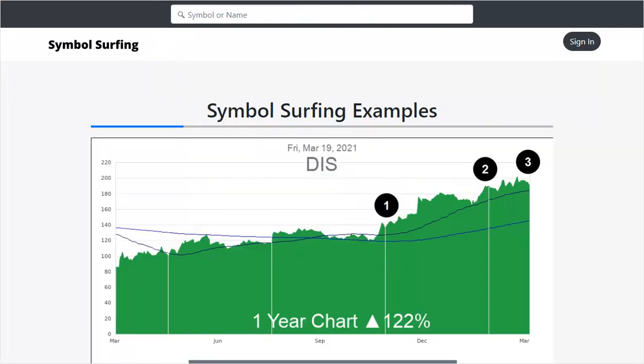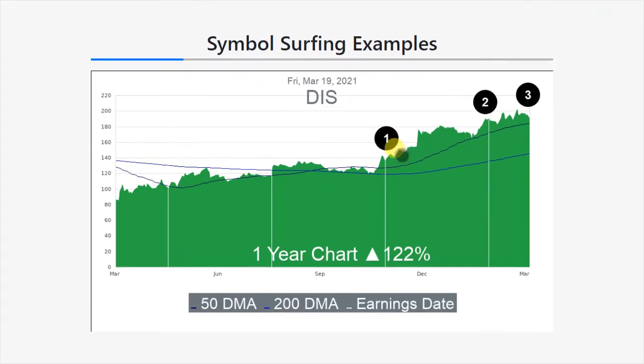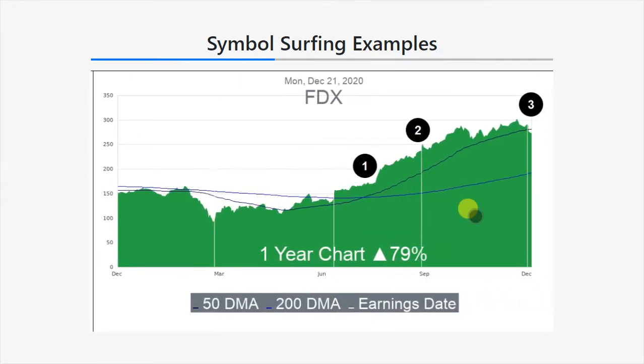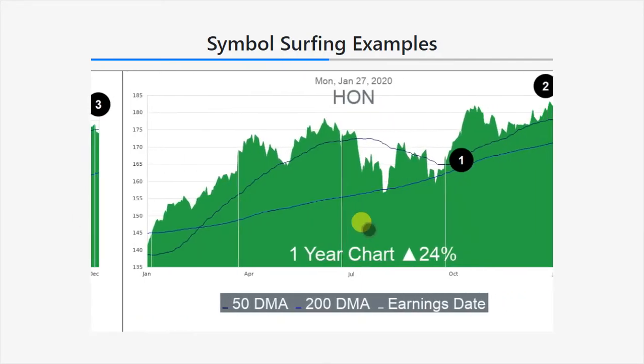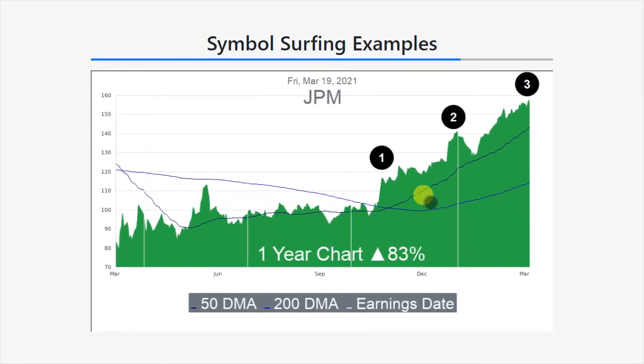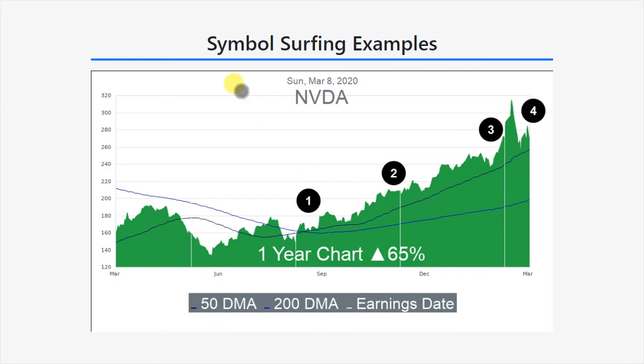So I just want to show you a couple of examples here. This is Disney, and I have callouts here. If you go to symbolsurfing.com, you'll see what each of these callouts is indicating. And here we have FedEx and Honeywell. There's only 5 I'm listing, but there are so many you'll see on Symbol Surfing once you see what to look for. Here's JP Morgan, and the last one's NVIDIA. So definitely check out symbolsurfing.com, and there's more of an explanation about what each of these callouts does.